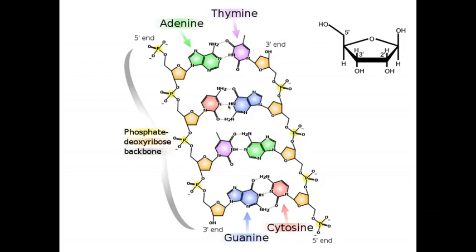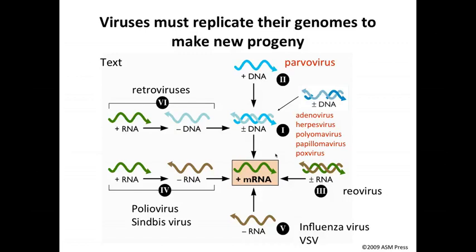Now, of course, it's the sequence of these bases that makes the genetic code, and the code is read in triplets, of course, and we'll talk more about that later in this course when we talk about translation. Today, in this series of videos, we're going to talk about viruses with DNA genomes and specifically how they replicate them.